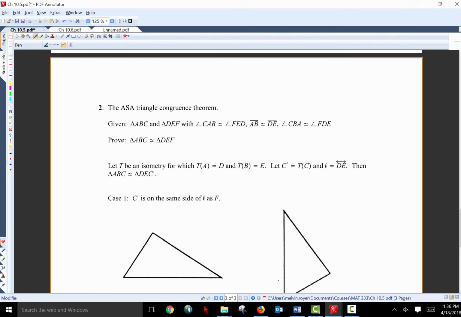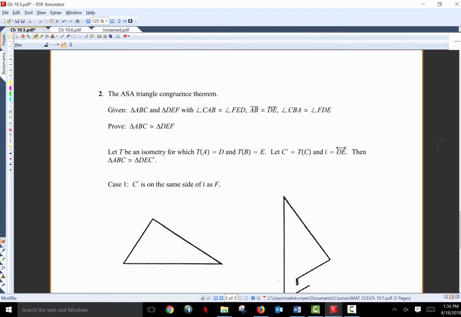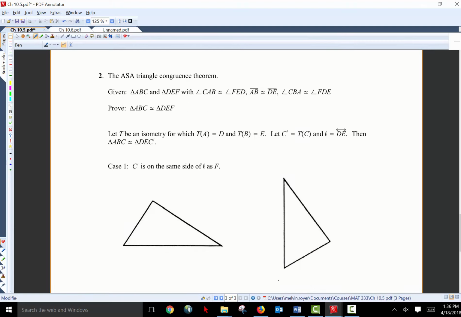What we're going to do is go to page 88 in the 10.5 note packet, and then there's a new note packet for 10.6 that I'll email to you guys. What we were doing here is talking about proving familiar theorems, but with a new technique. That is, using transformations instead of the old-style congruence theorems, basically.